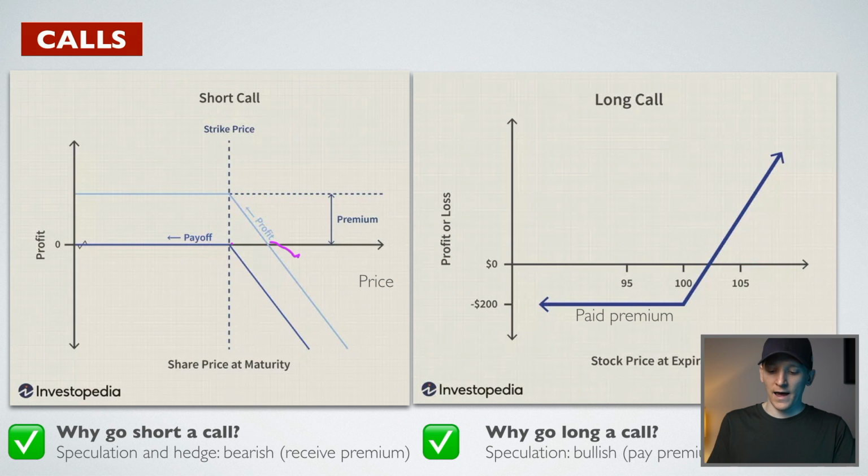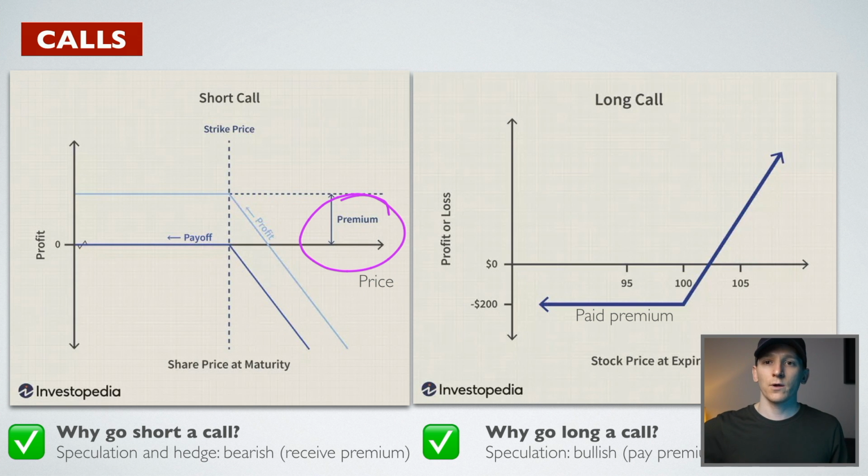And then anything after that, that's when you start losing money, when the price is moving up, because they have the right to buy at 20,000 and the price in the market is 25, right? And so they're buying at a cheaper price. So why go short a call? Well, essentially you're trying to receive the premium, right?